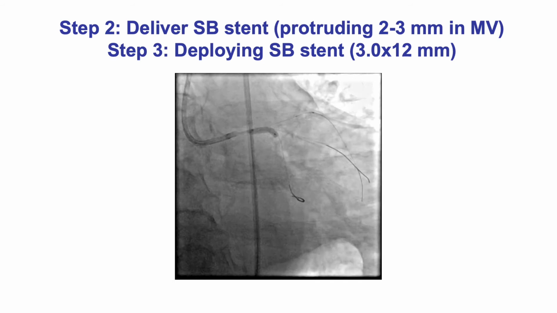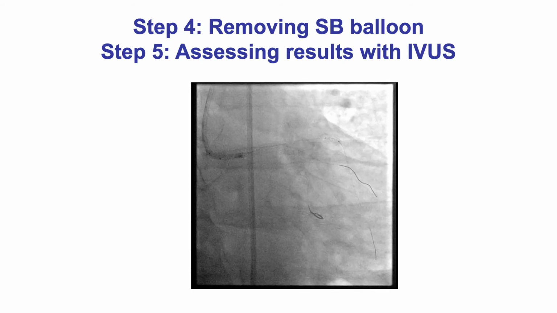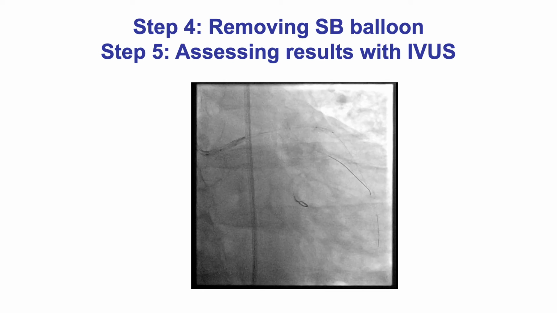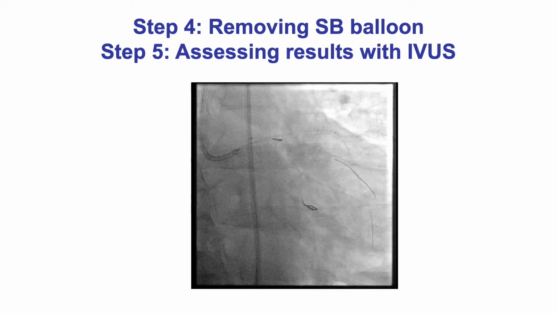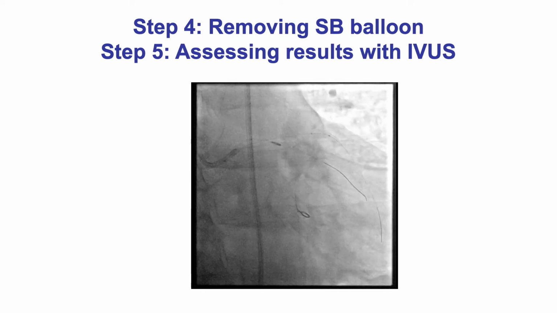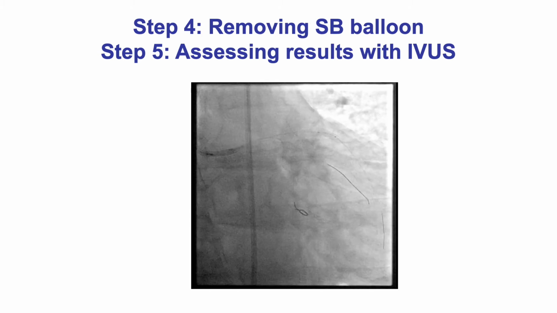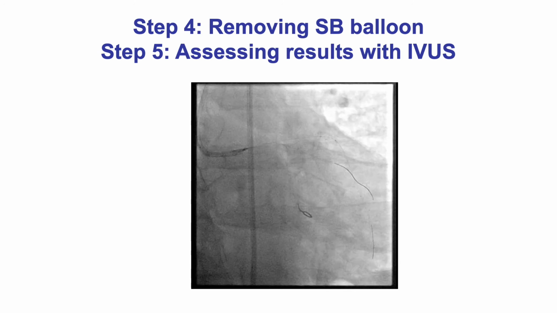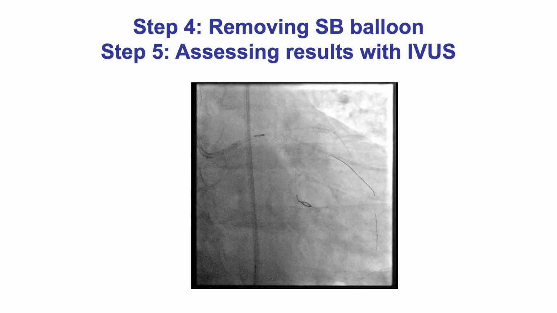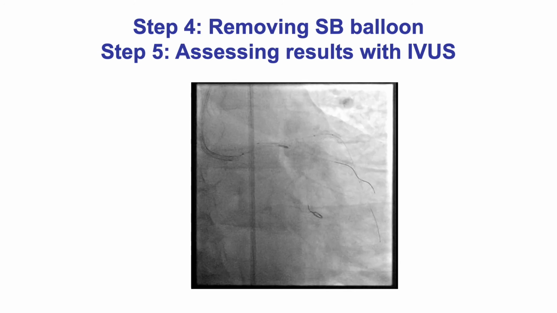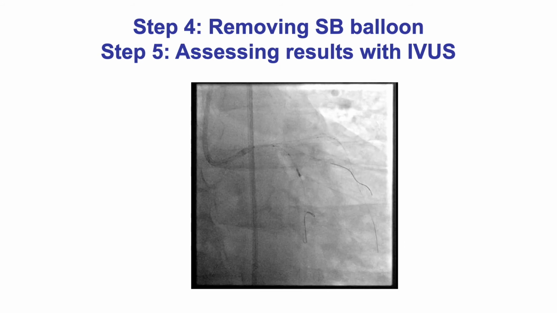And then after deployment of the side branch stent, we remove the side branch balloon and assess the results. We use IVUS for this. Very important also to assess the results, because if there is any complication like distal edge dissection, it should be treated before crushing the side branch stent or stent under expansion.